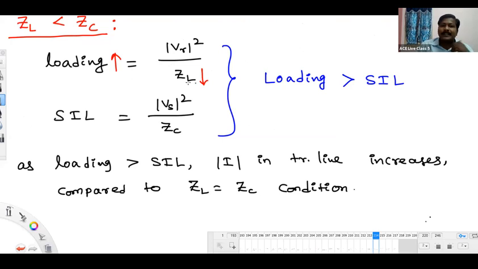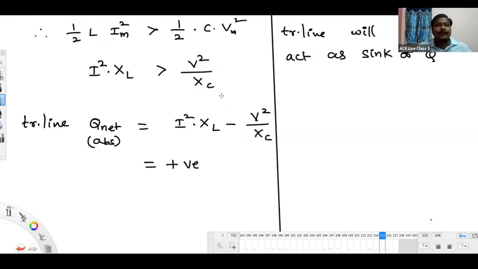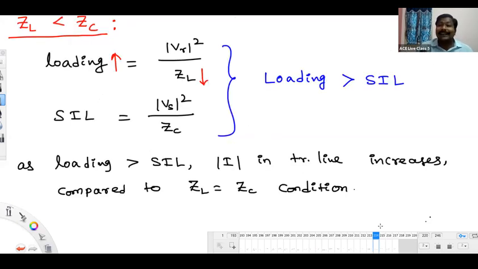As and when the load impedance is greater, or loading is less, current in the transmission line will decrease. Whenever current in the transmission line is decreasing, compared to the ZL equals ZC condition, half L I square will come less compared to half C V square. I square XL will be less compared to V square by XC, and Q net will become negative, and the transmission line is going to act as a source of reactive power. Those are the comments we are going to make for the condition of ZL greater than ZC.